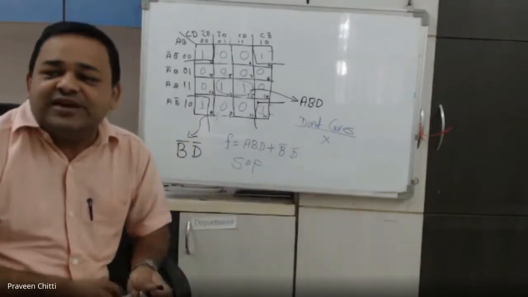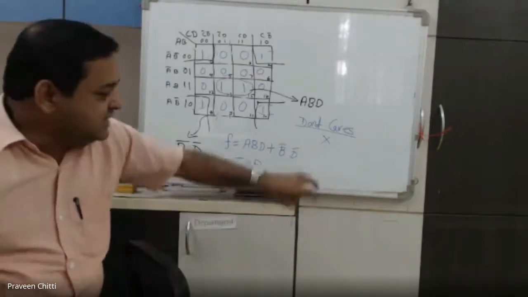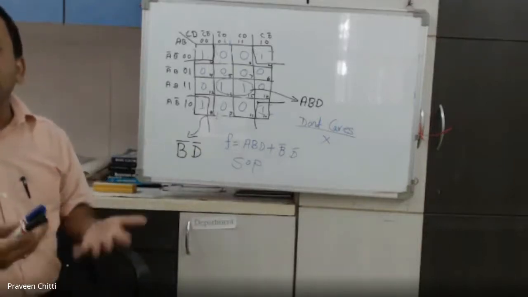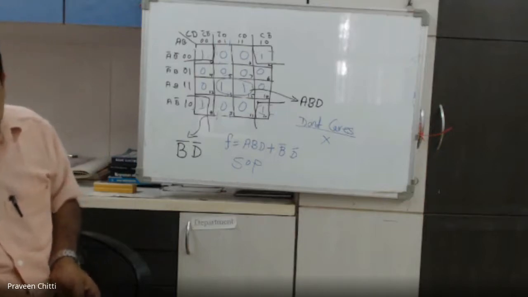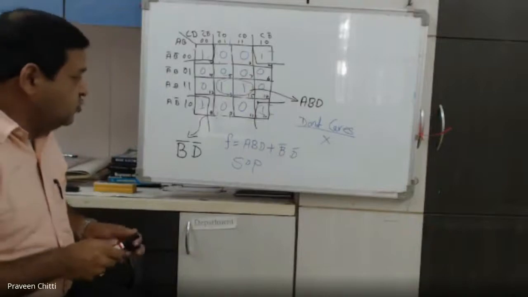X is like a don't care, which you can treat as either 0 or 1. Is that clear? What do you mean by don't care? Don't care based on your convenience. You can use it as either 0 or 1. But you have to be consistent at that particular location.